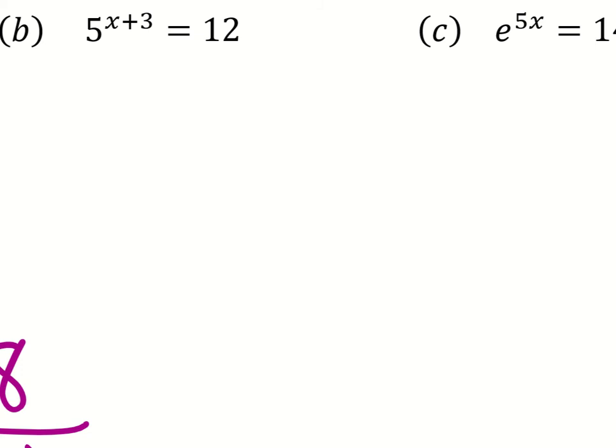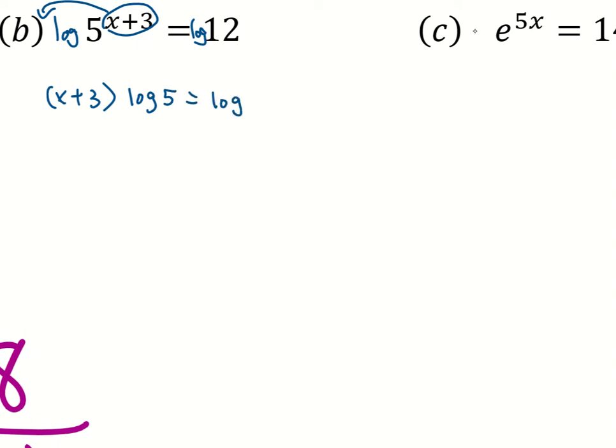Now let's look at question B. 5 to the x plus 3 equals 12. We go through a similar procedure. We either take ln or log on both sides. So this time, let's just take log on both sides. So you can move the exponent part to the front. You have x plus 3, this many times log of 5, equals log of 12.